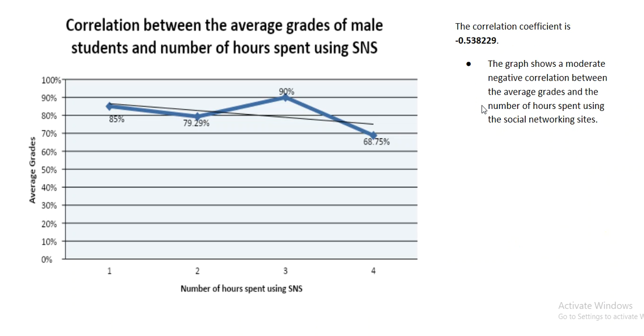So the correlation between the average grades of male students and the number of hours spent using social networking sites shows that there is a negative correlation between them. The coefficient is negative 0.538229. The graph shows as the number of hours spent using social networking sites increases, the average grades of students decreases.